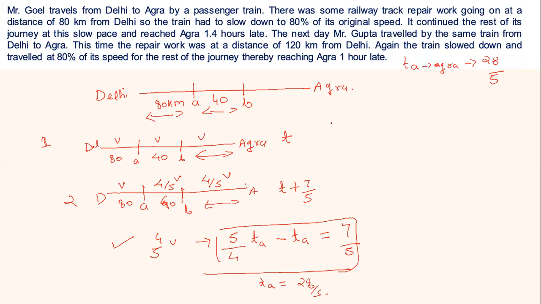Now let me draw the diagram for the second day of the accident. Now what happens on the second day of the accident? This is D, this is point A, this is point B, and this is Agra. So now the accident, or not the accident, sorry, repair work takes place at point B. So till this point, the train has traveled with speed V. Till this point, the train has traveled with speed V. After this point, it travels with 4/5.